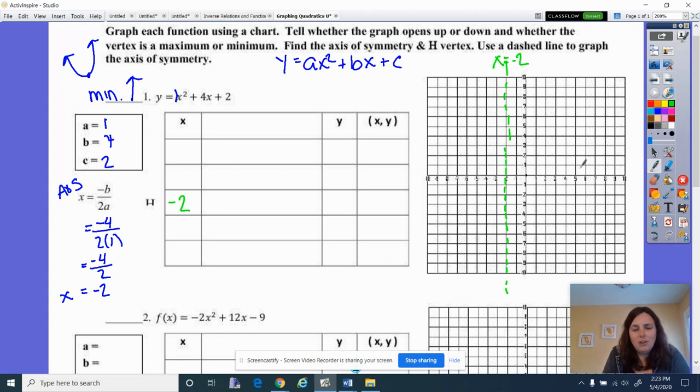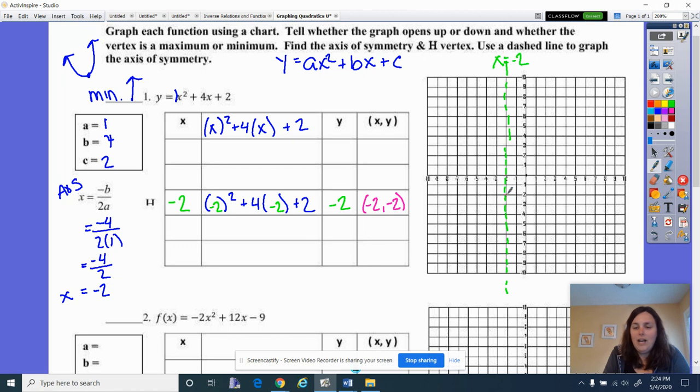Okay, how do I find the vertex? Well, you learned how to do this already. We're just going to plug the axis of symmetry into our function to get our y value so that we have the whole vertex. Now, when I'm making a table, I like to fill in my function up here, and I put my x in parentheses here so that I remember what I'm plugging in. So I know that I'm plugging in negative 2 for where all of my x values are. So negative 2 squared plus 4 times negative 2 plus 2 is negative 2. So my vertex is negative 2, negative 2.